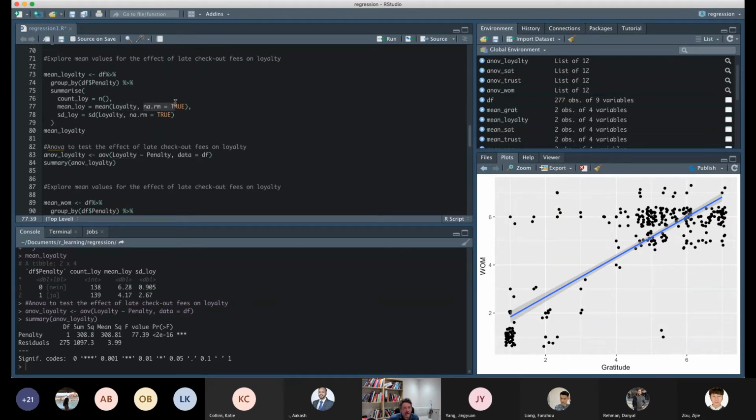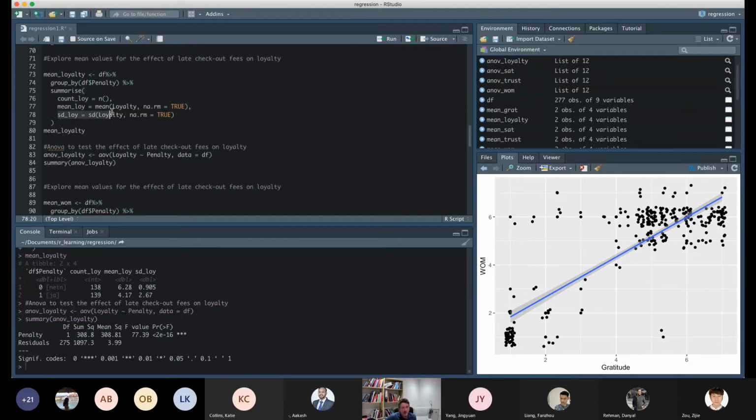This na.rm equals TRUE just means please ignore all missing values. You know, NAs in R are missing values. You could set this to false if you want to, and then R is not ignoring missing values. But I told R, please ignore missing values.